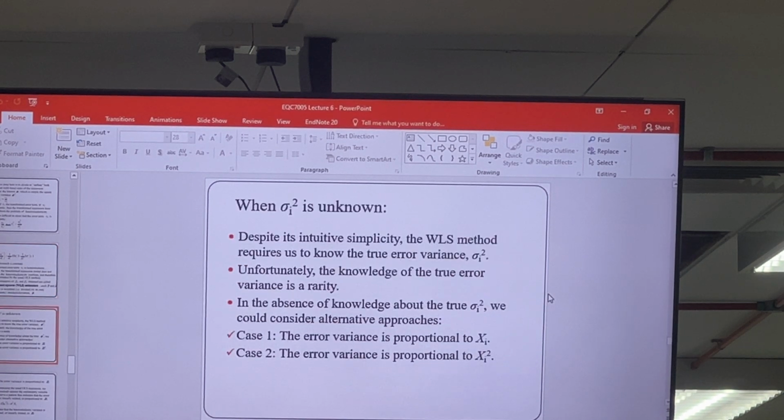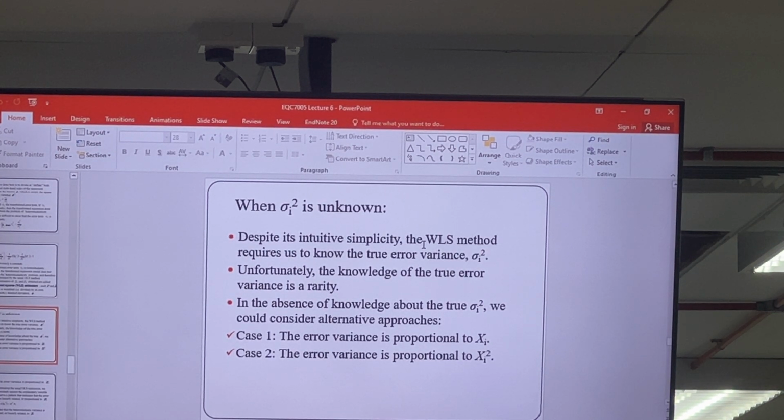However, most of the time we don't know the value, but we can use an alternative way. Let's say sigma i, the error variance, is unknown. Despite its intuitive simplicity, the weighted least squares method requires us to know the true error variance, sigma i squared. Unfortunately, knowledge of the true error variance is a rarity, so most of the time we don't know it. In the absence of knowledge about the true sigma i squared, we could consider alternative approaches.